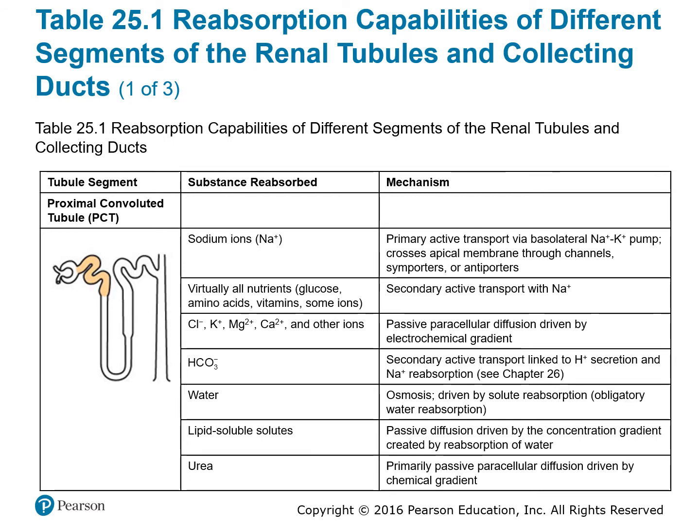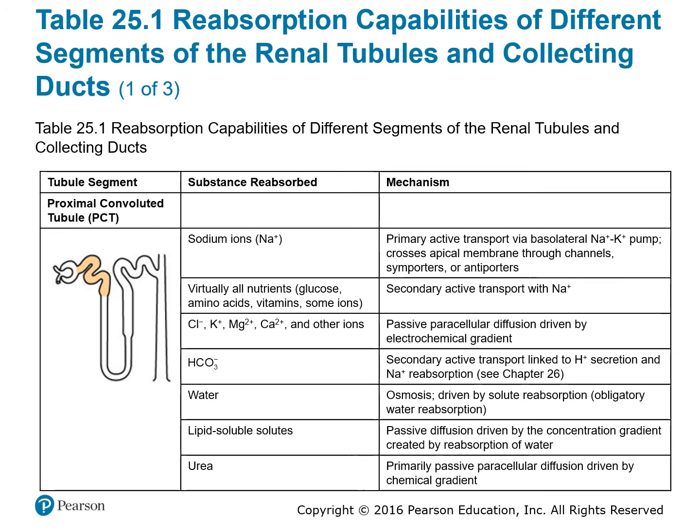The tubule segment right here is the PCT. See how it's highlighted in yellow? Proximal convoluted tubule. Proximal means closest to, right? Convoluted, this kind of curvy shape here, and then tubule. Substances being reabsorbed here: sodium, virtually all nutrients, chloride, potassium, magnesium, calcium, bicarb, water, lipid-soluble solutes, urea. And then over here you can see the mechanism. For sodium, primary active transport. Other nutrients, secondary active transport with sodium.